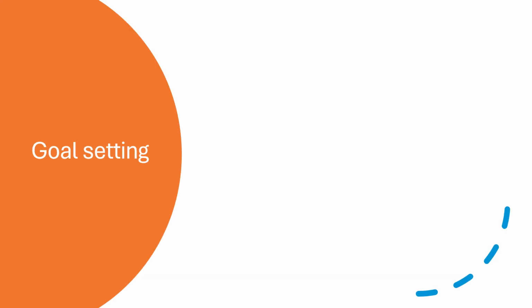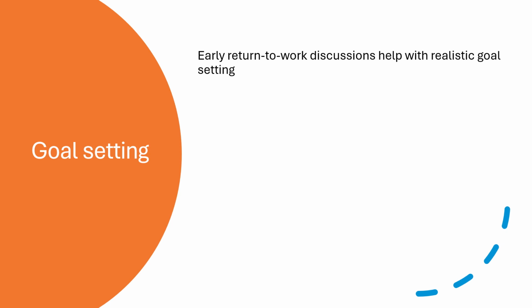So in terms of goal setting, we've already discussed through the other modules about how early discussions can really help with realistic goal setting. It can help with supporting our patients to manage their expectations. It might be that, dependent on whether they're keen to return to work quite soon or they don't think they can return to work, it's just helping them understand what support is available for them and what to expect after their stroke. So those early discussions are really important.